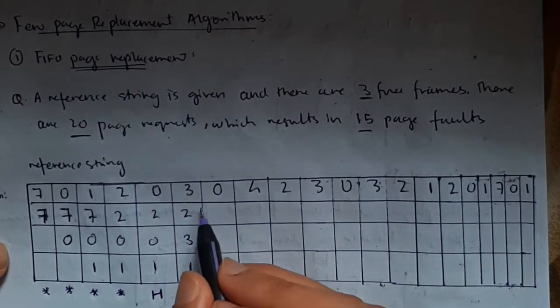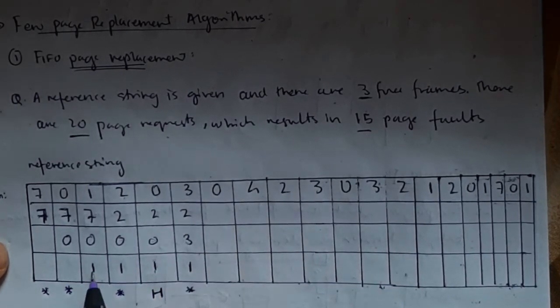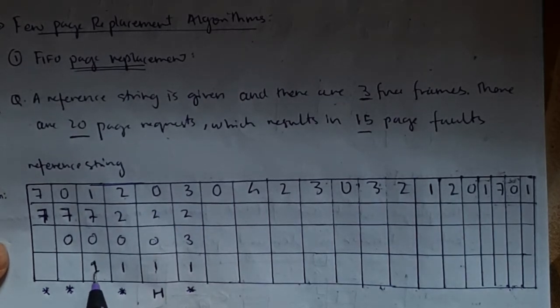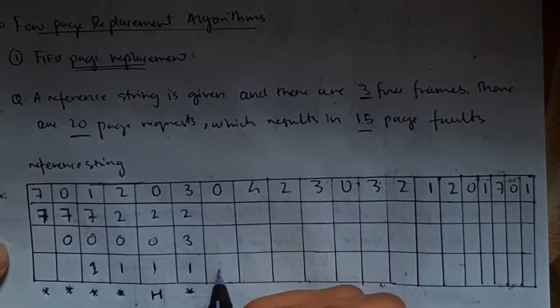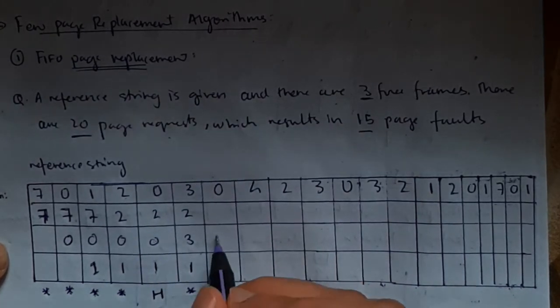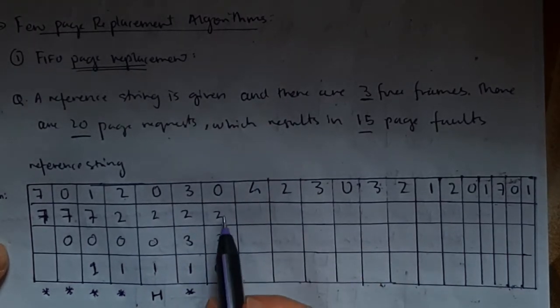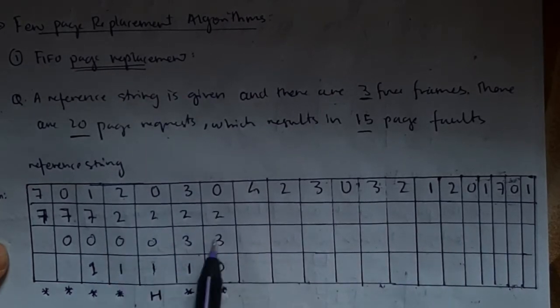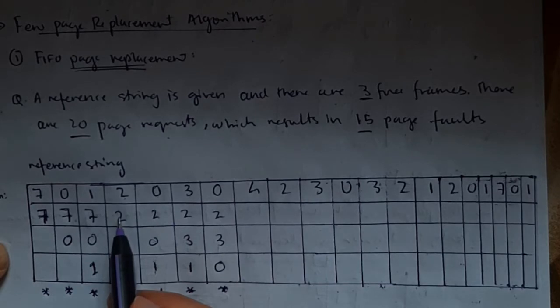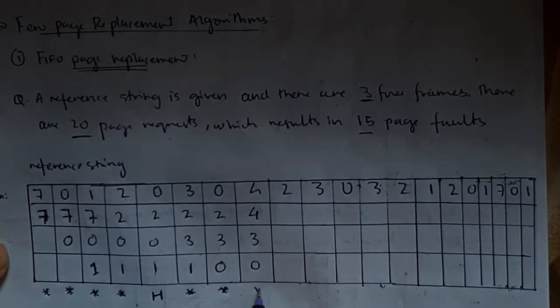Then 0. I have to replace one of 2, 3, and 1. Which was the first which came in? It was 1, right? 1 was in this RAM for the longest time. So I'll be replacing 1 with 0, and I'll mark a star here. Then 4. 2, 3, or 0. Which one came first? See here, 2 came from here, 3 came from here, 0 came now. So 2 was the first. So I'll replace 2 with 4. 4 3 0. I'll mark a star here.